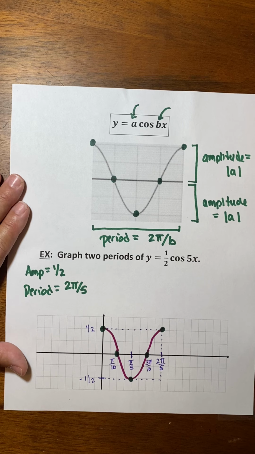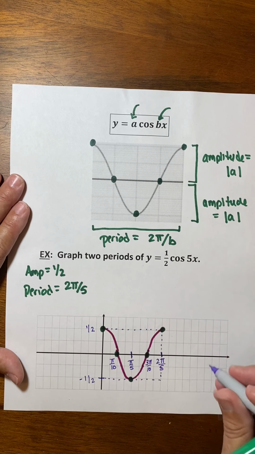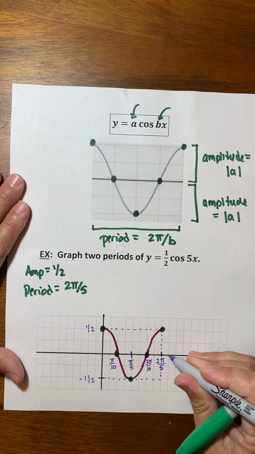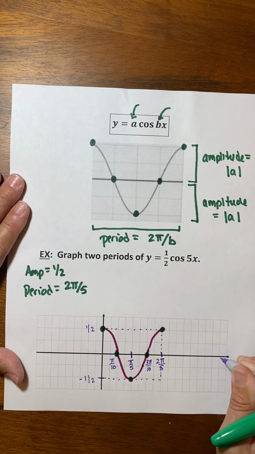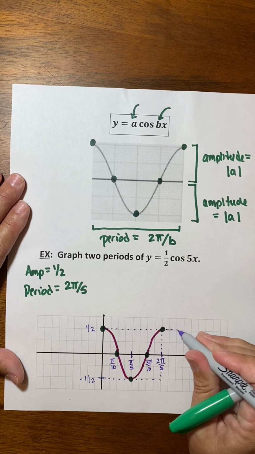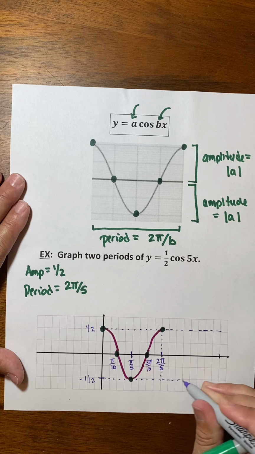So that's one period. So now I can draw another one to the left or another one to the right. I'm just going to, for simplicity, draw it to the right. 1, 2, 3, 4, 5, 6, 7, 8. So I had drawn that one 8 boxes long. So I'm going to do this one 8 boxes long.